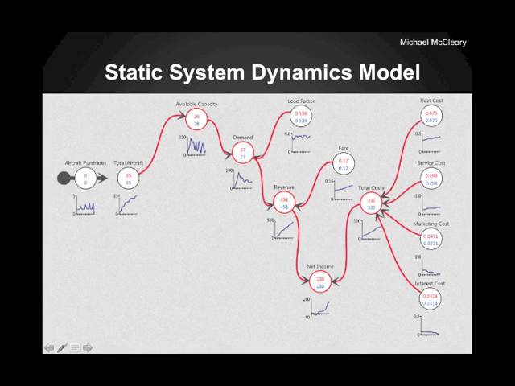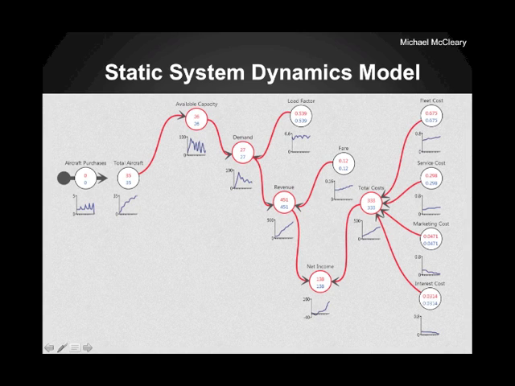Finally, we'll be presenting our static system dynamics model. Our first input would be the number of aircrafts to purchase. That would drive the total number of aircrafts within the company. Based on the total aircraft, that would drive the available capacity of seats available. And based on the load factor of our aircrafts, that combined with the available capacity would drive the demand.